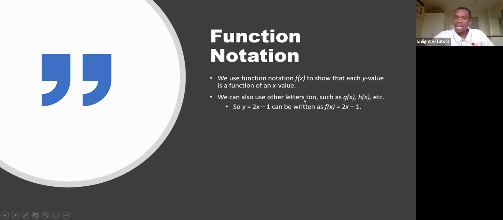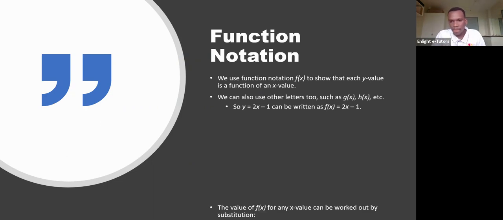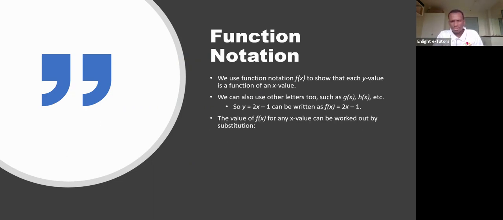So there are also other notations that they use. You understand? You can use g(x), you can use f(x), you can use h(x), you can use t(x). It's up to you, or up to the person who's setting the questions. You can use anything, because once you say t(x), then we know that it stands for y is equal to something. You understand? And also, you can work it out.